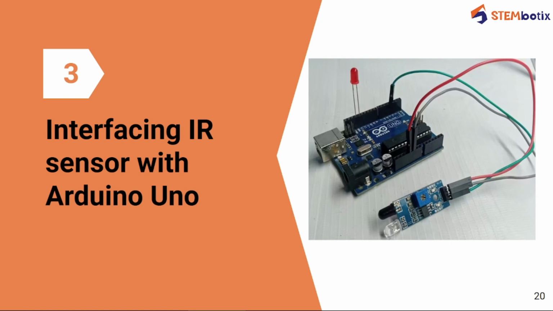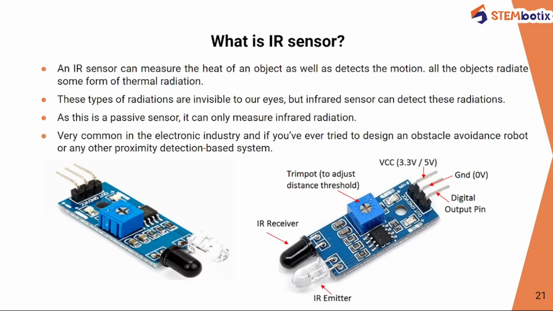Now the next and the last part of this tutorial is interfacing the IR sensor with the Arduino module. So in this particular session we are going to see what an IR sensor is and its basic working, and how one can connect the IR sensor with Arduino Uno and get some data. So first we will see what an IR sensor is.